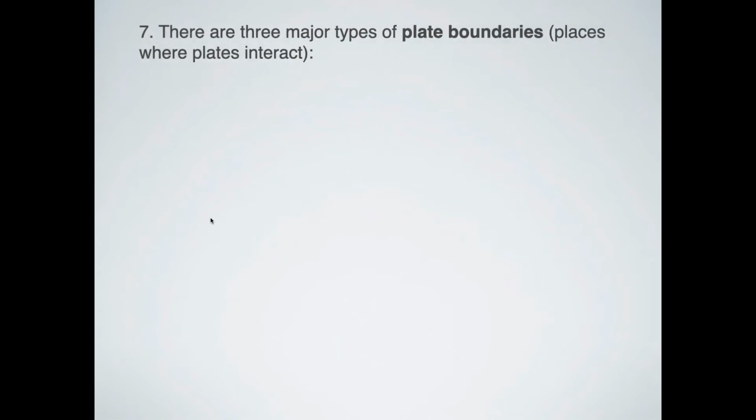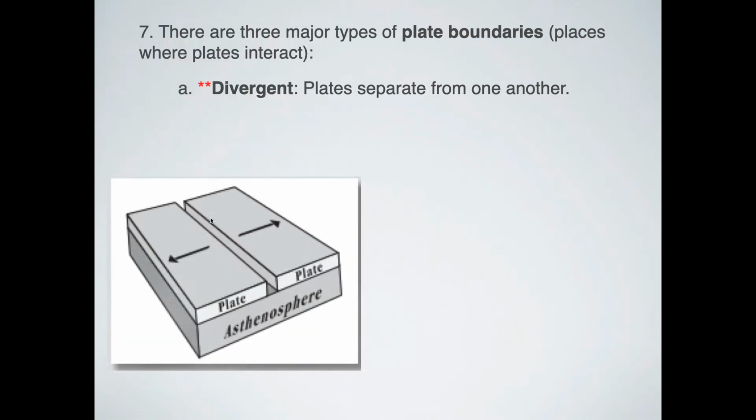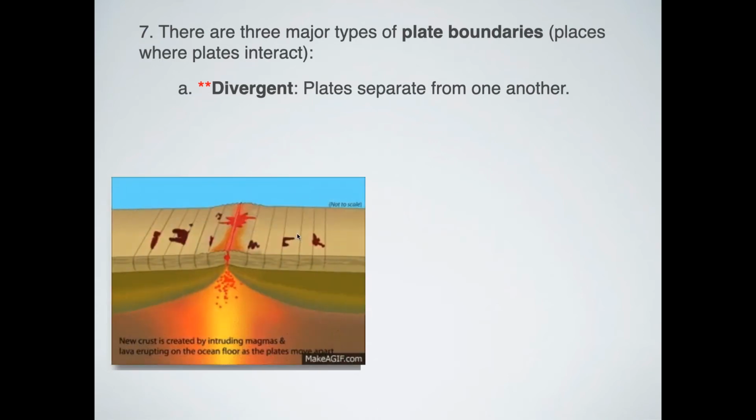So there are three major types of plate boundaries, and those are places where plates interact. The most common one that probably you've heard of are divergent plate boundaries. Divergent meaning separating, right? So that would be this. You have your plates on top, the asthenosphere is under here. There are convection currents that are spiraling, and they are causing the plate boundary to separate. So these plates are physically moving away from each other.